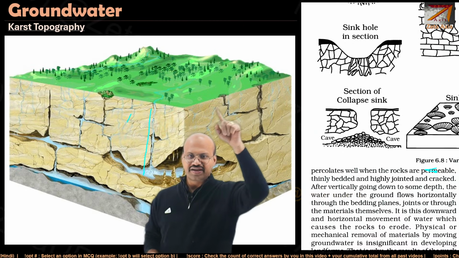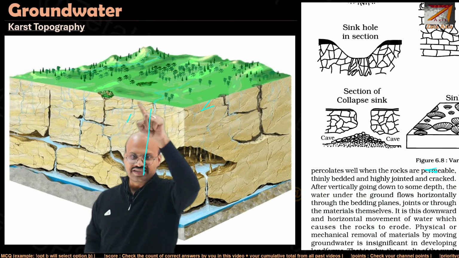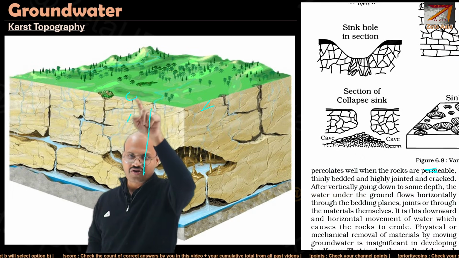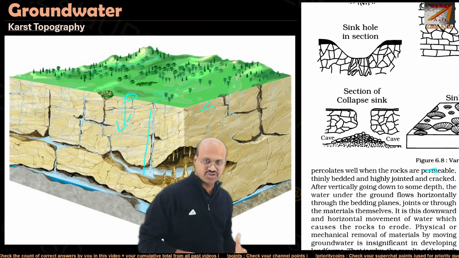So here you can see that there are different joints, different cracks in this rock. It is through these cracks that the water from the surface will enter the ground and start the process of erosion.